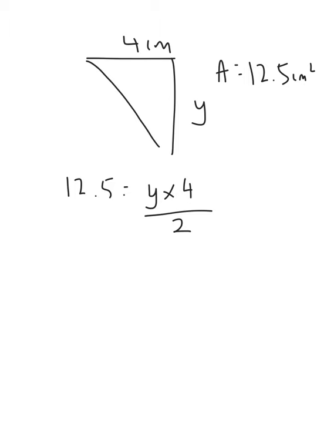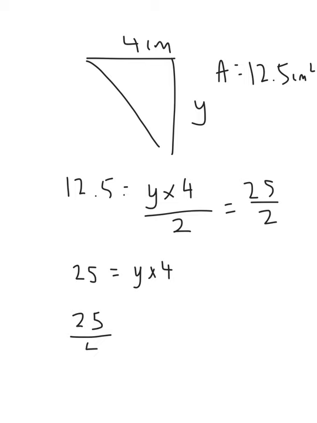So what number, when I divide it by 2, is going to give me 12.5? It's going to be 25. So that means that 25 equals y multiplied by 4. So 4 times something is going to give me 25, and the way that I can work out what y would be is to divide 25 by 4, and it gives me 6.25. So it would be 6.25 centimeters.